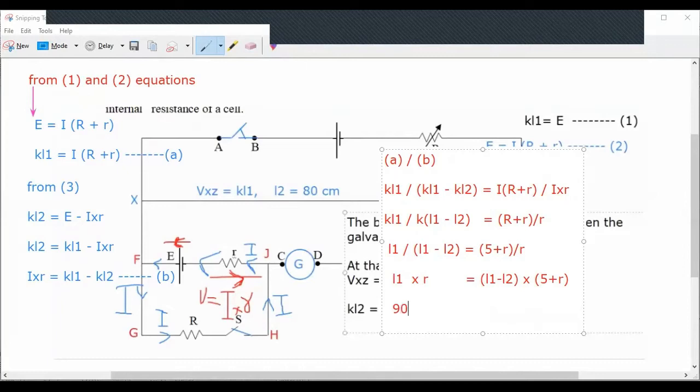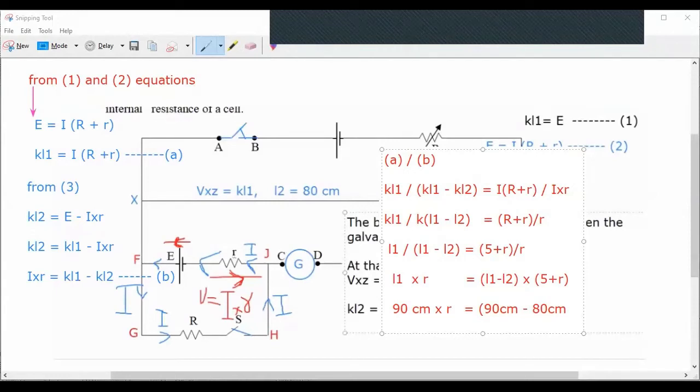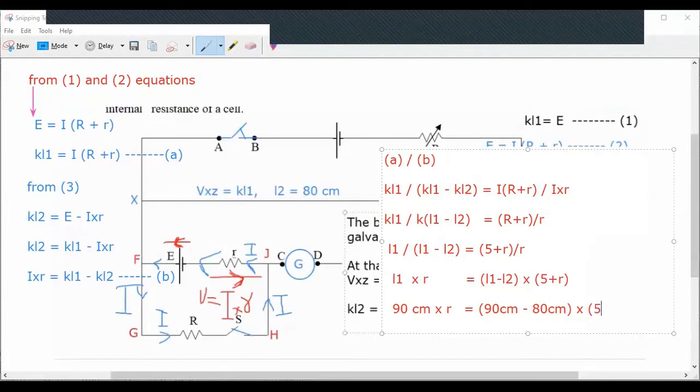L1 is given as 90 centimeter. I'll write you the units, then you can easily identify. Into simple r. I am not going to convert centimeter into meters. So similarly, L1 is 90 centimeter minus L2 is 80 centimeter, into, let me increase the size, into 5 plus simple r. That's the thing we want to find, right?